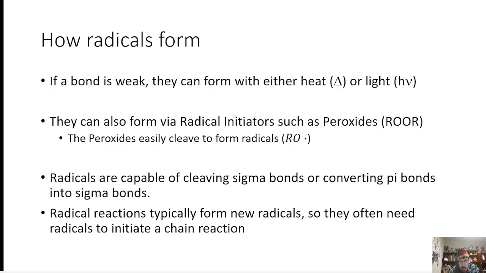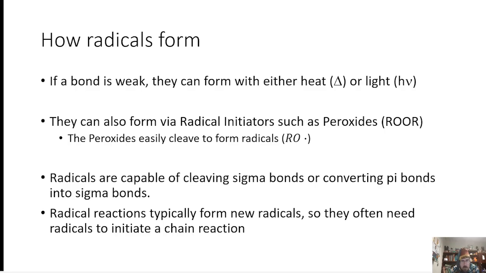Peroxides are highly oxidizing. We've seen them before, and that they can sometimes add an epoxide to a double bond. But peroxides are also very unstable in light, and so we can use light to cleave the peroxide linkage and to form a radical initiator of RO dot. These radicals are then capable of cleaving sigma bonds or converting nearby pi bonds into sigma bonds.